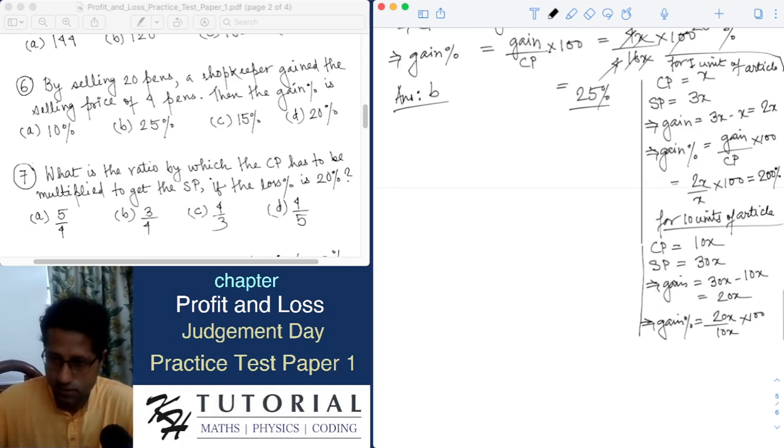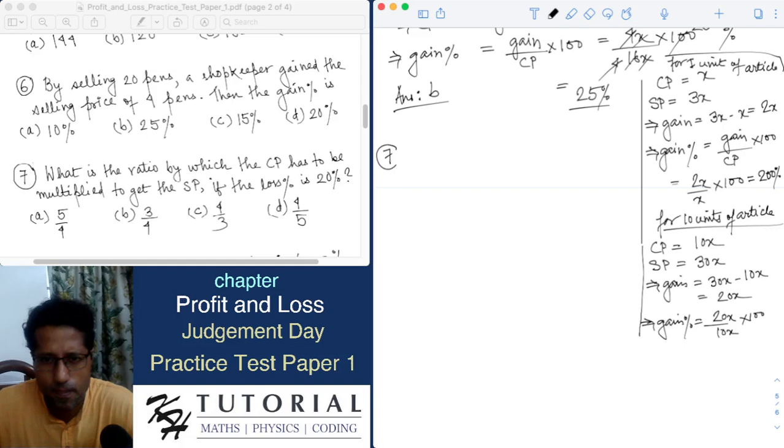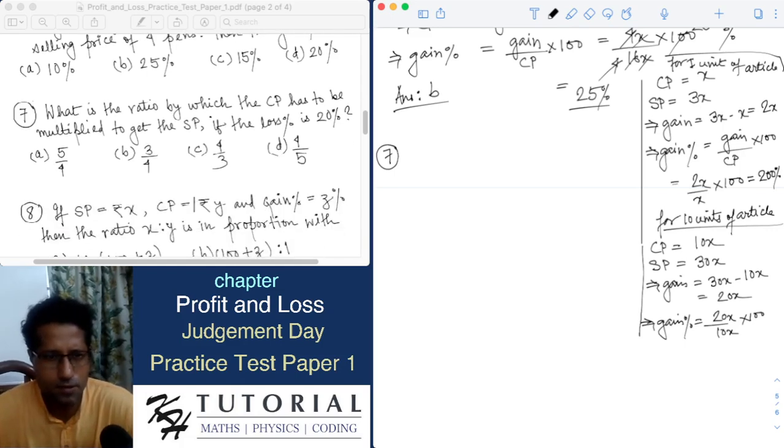Okay, so let's solve question number 7. Question number 7 says, what is the ratio by which the cost price has to be multiplied to get the SP if the loss is 20%? What is the ratio by which the cost price has to be multiplied to get the selling price if the loss percent is 20%?